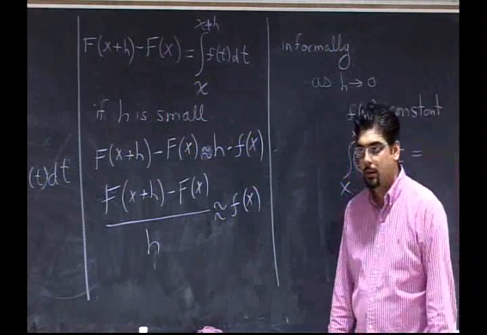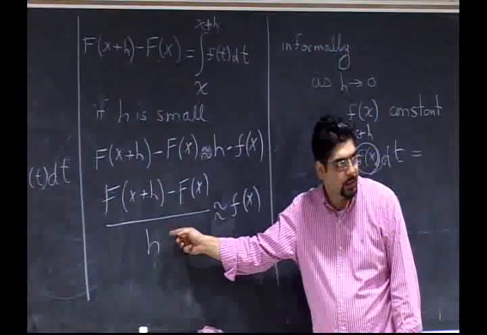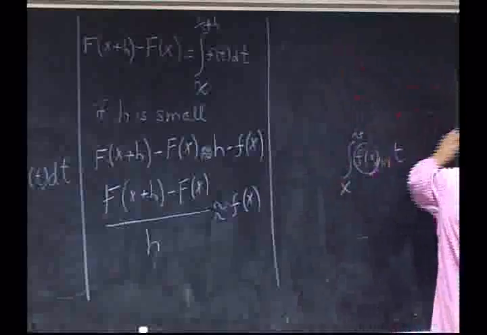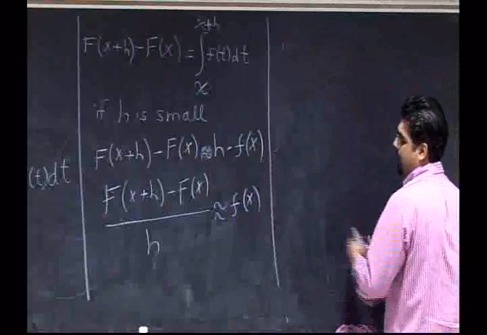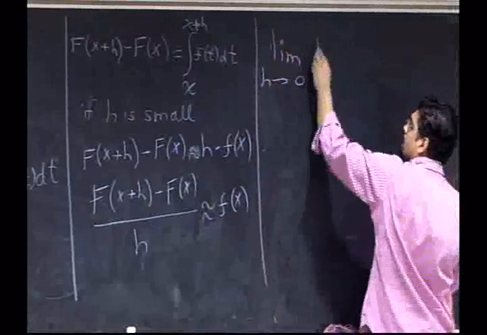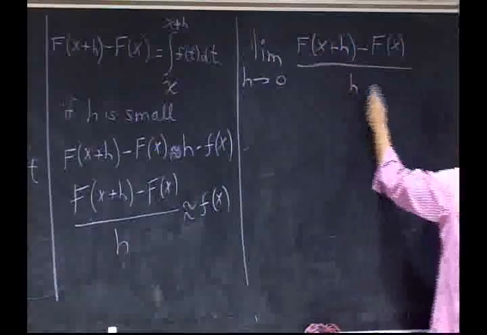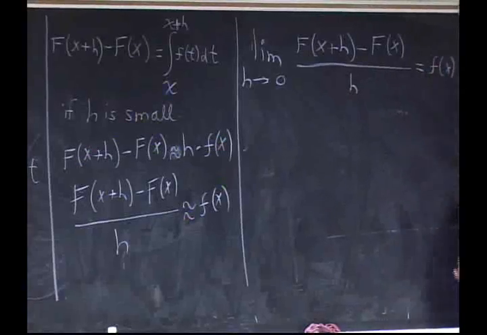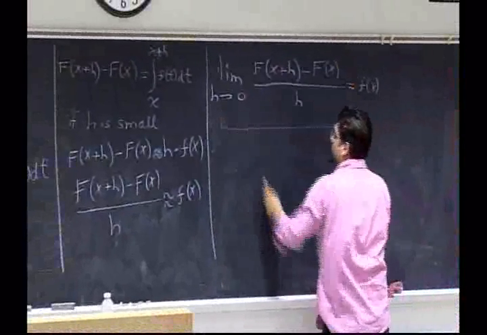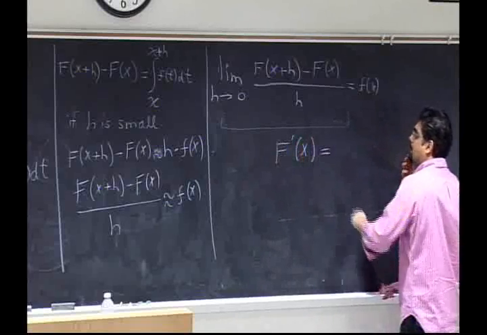No? But this looks like something interesting, yes? Especially that h is small. Okay, so let's write this. We're doing all this informally, but in the limit as h approaches 0, this part is the derivative of capital F.